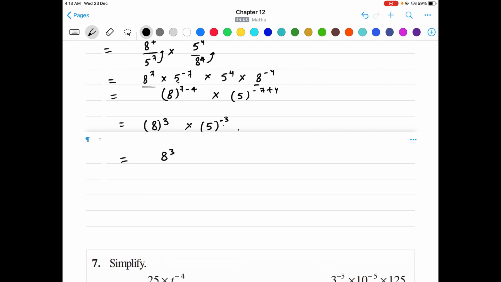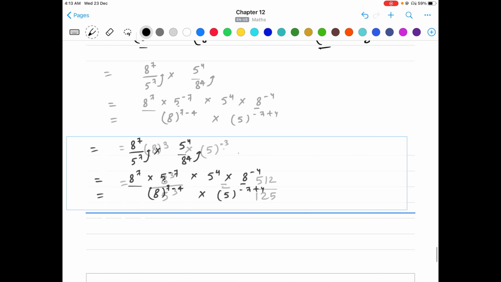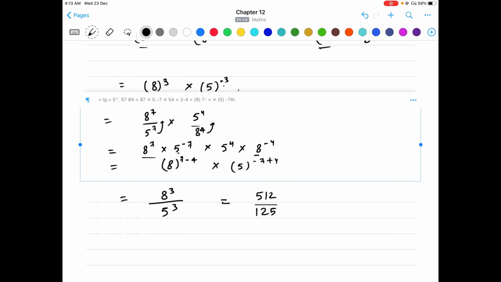Now we can write this as 8 power 3, and since this 5 has minus power 3, in order to change it to plus, we're going to move it back to the denominator. So it will be 5 power 3. Okay, 8 cube is 512 and 5 cube is 125. So that's the final answer for this one. Okay, I hope you understood this.